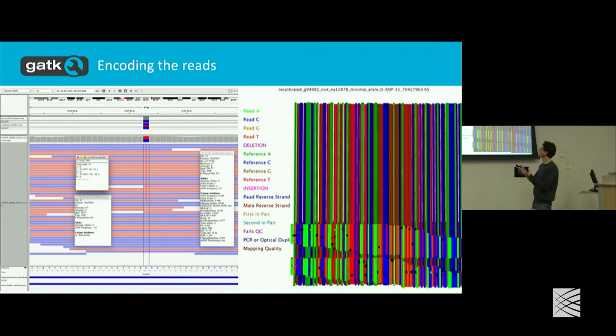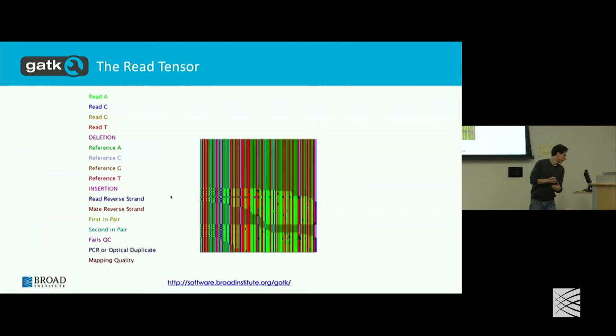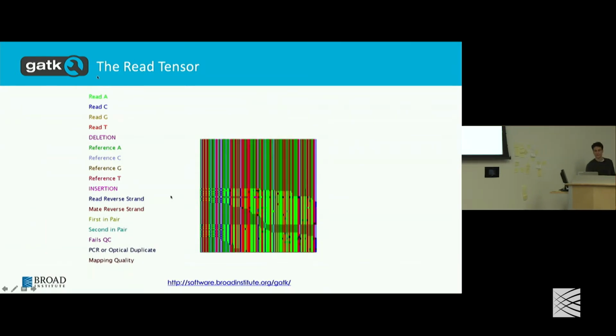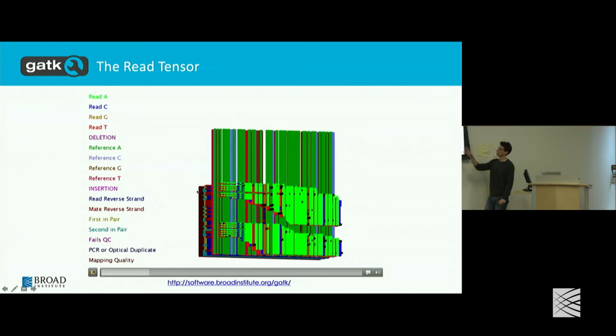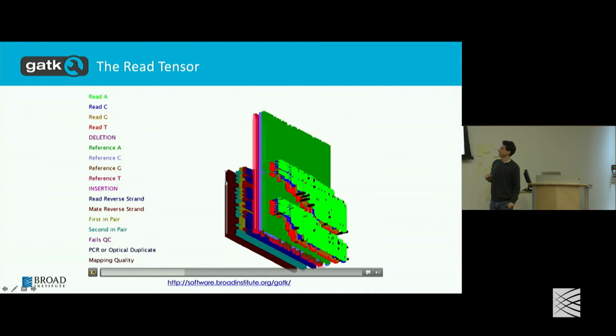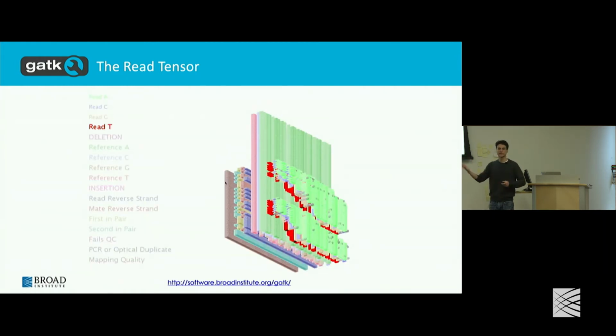So we take all that information, and similarly to how we did for the reference sequence, we encode it in this thing we call the read tensor. So now it's not a 2D matrix anymore, it's a 3D tensor. But similarly, it's encoding the sequence information, but now sequence information from the reference and from all the reads, as well as the base qualities and some additional information that comes with the reads, like their mapping quality, if they were optical duplicates, reverse strand, if they were first in pair, second in pair.